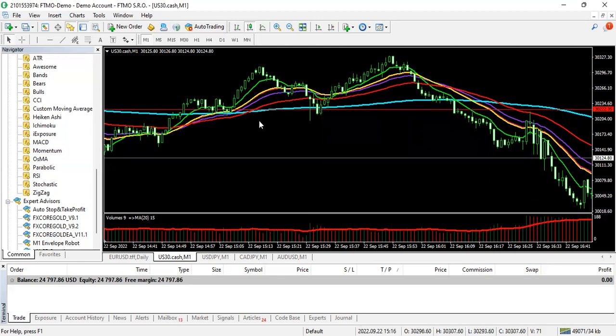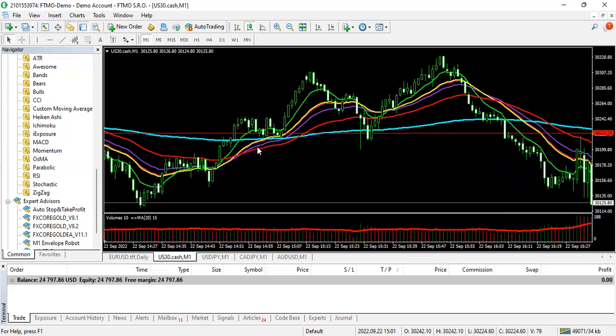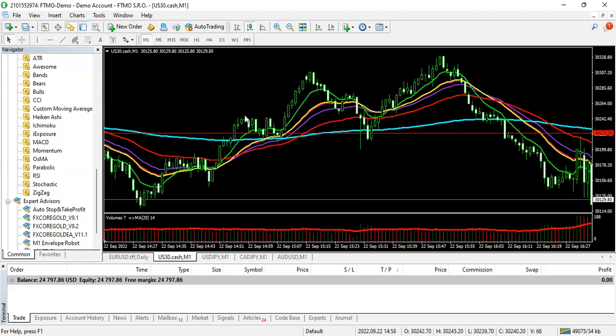So right here, let's see. Right here, you see you would have bought right here. So price crossed over our 200. So we would have been in a buy. Just say this red line was our buy. And price came up, but it came back down to our 200. We would have taken a loss right here. Does that make sense? Okay.